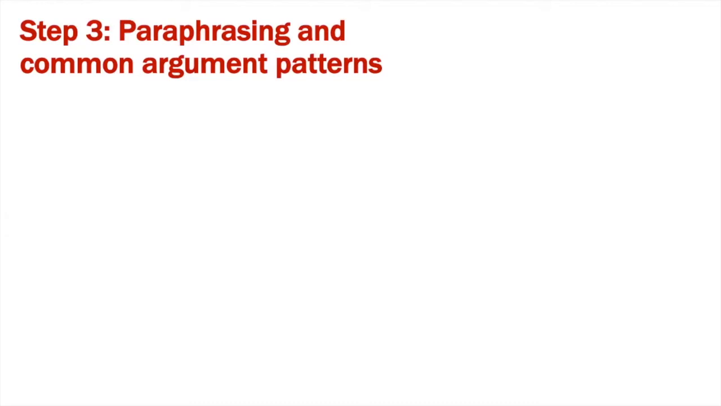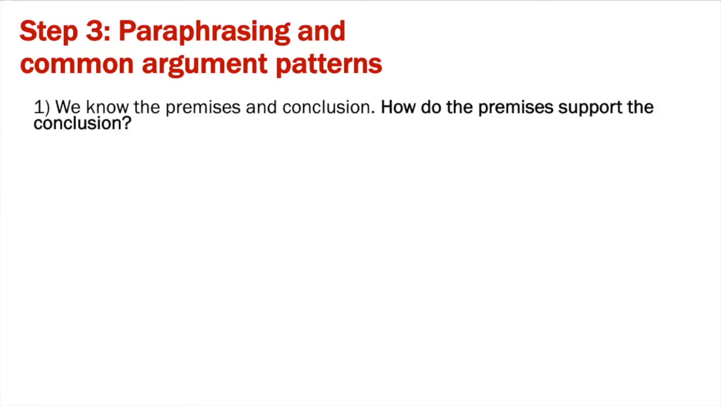Moving on to step 3. This is a very important part of the argument: paraphrasing and common argument patterns. So we know the premises and the conclusions. We know what the final conclusion is, and we've also identified any intermediate conclusions. But we still need to answer the question, how do the premises support the conclusion?